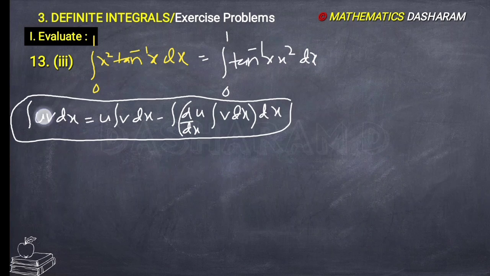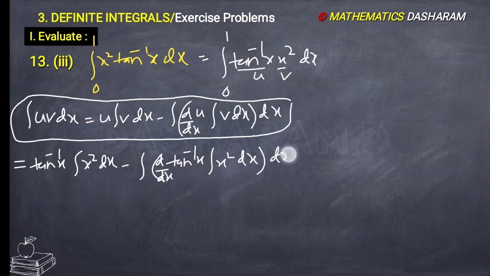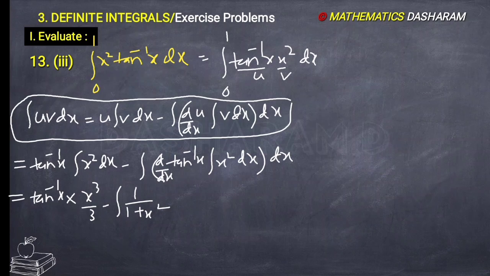So now apply the u into v formula. So this is u, x square is v. So then tan inverse x integration x square dx minus integration d by dx of tan inverse x integration x square dx whole dx. So it is equals to tan inverse x, x square integration is x cube by 3, minus derivative of tan inverse x is 1 by 1 plus x square into integration of x square is x cube by 3 dx.